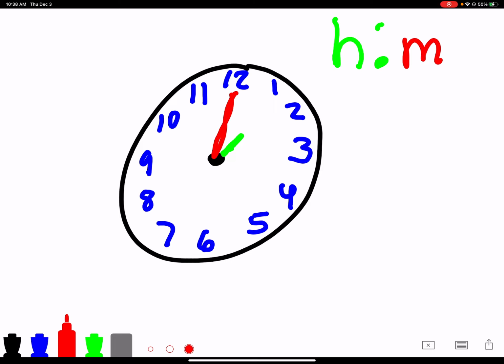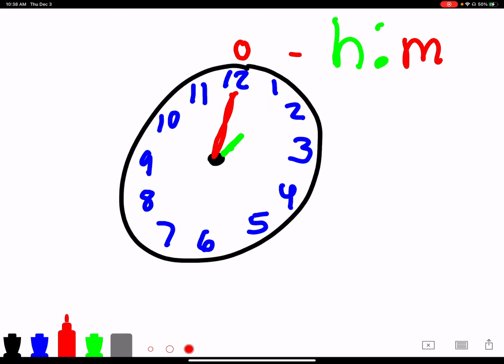But on the big hand, on the minutes, when it points to a number, for example 6, it's going to be that multiple of 5. It's not going to be 6. So let's count the minutes of the clock. On 12, that's normally 0. That's like the starting point.